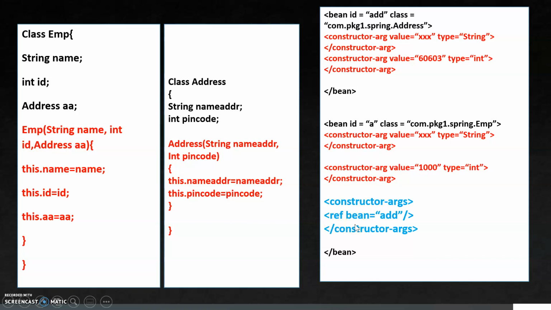So the job of the reference bean is to go and point to the respective bean with whatever name I have given here. So it goes and points to the bean whose name is add, and then that respective information will be sent to that respective constructor. So when I say ref bean is equal to add, it goes and points to the bean ID which is there in the XML, and then it is going to pass the values. So let's see this example in Eclipse now.